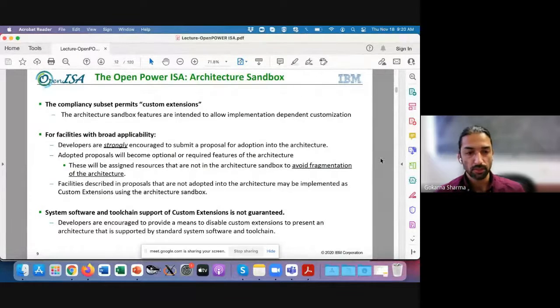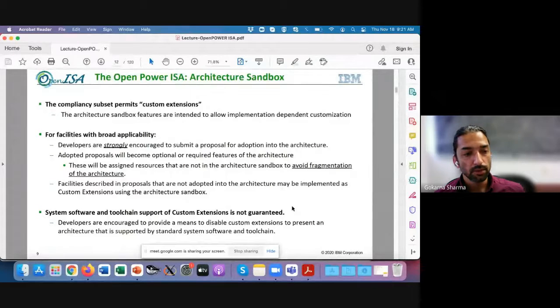For example, if some feature that is not already there is so useful that it has to be part of the base architecture, you can go and make it part of the base architecture. But if they think it doesn't need to be a required feature, then it can be part of an optional feature as well. These will be assigned resources that are not in the architecture sandbox, to avoid fragmentation of the architecture.